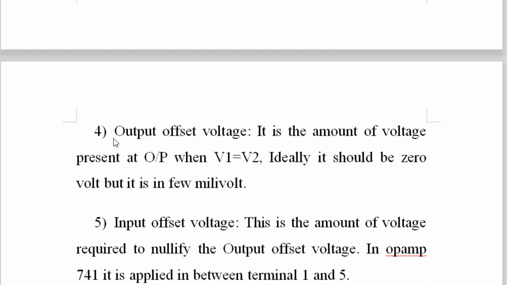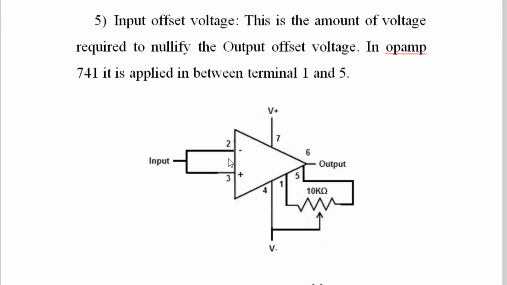The next parameter is called output offset voltage. What is this parameter? When you have both inputs of the op-amp at the same voltage level, or at ground, the output voltage of the op-amp must be 0, because the difference is 0, and the first block amplifies the difference. In a differential amplifier, if the difference is 0, the amplification value is 0.